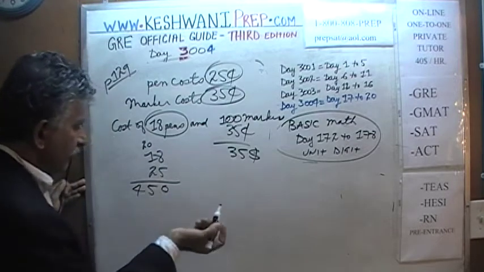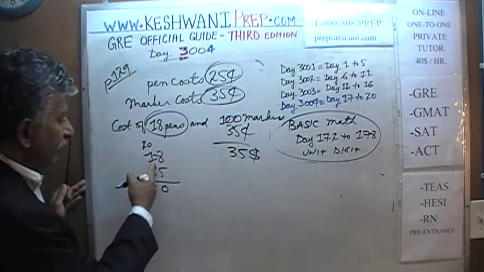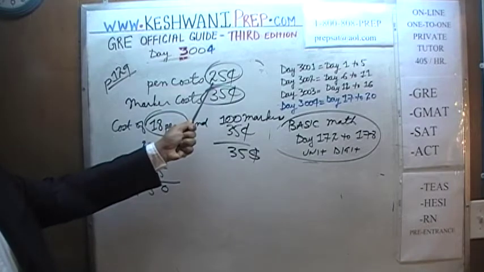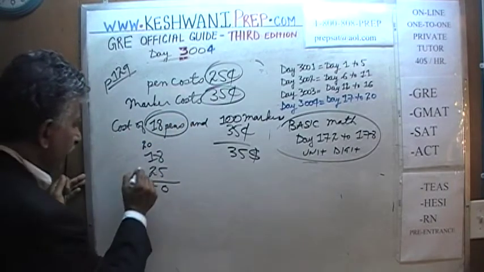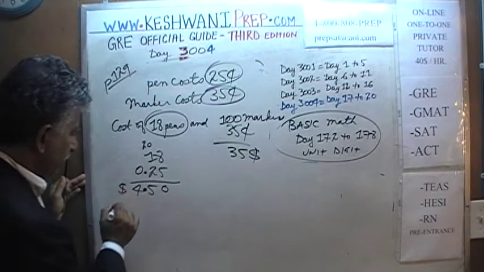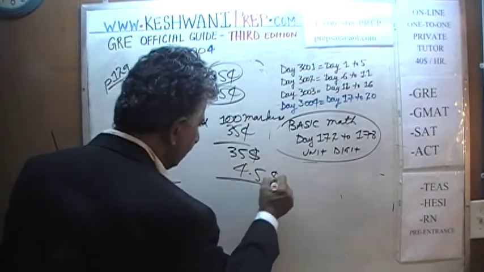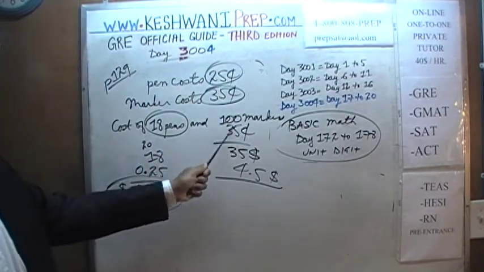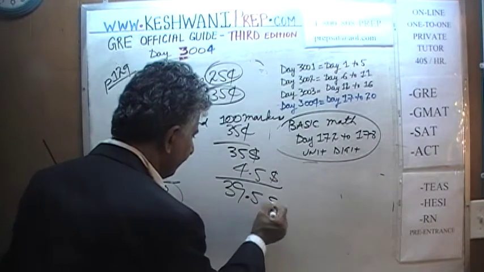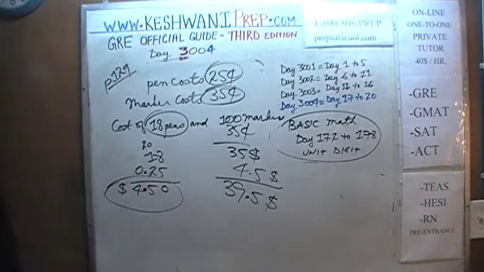And of course, we have to put in our decimal point, because the price is not 18 cents. I was pointing at the wrong thing. The price is 25 cents, so written in terms of dollars, we have to put a decimal point here. It's $4.50. So the total cost is $35 for the markers and $4.50 for the pens, for a grand total of $39.50. Let's do one more.